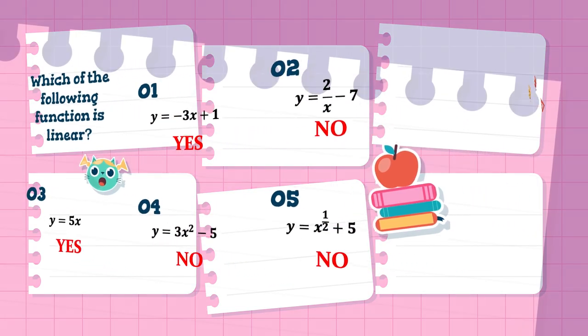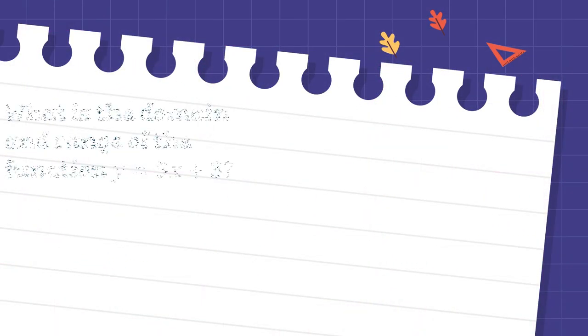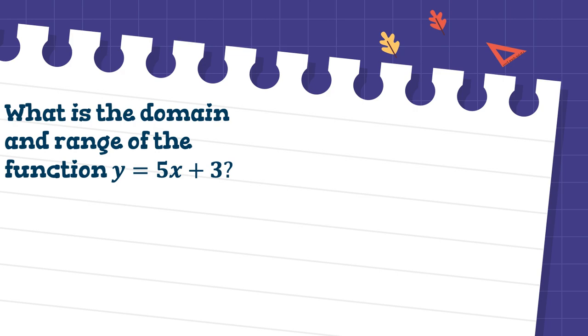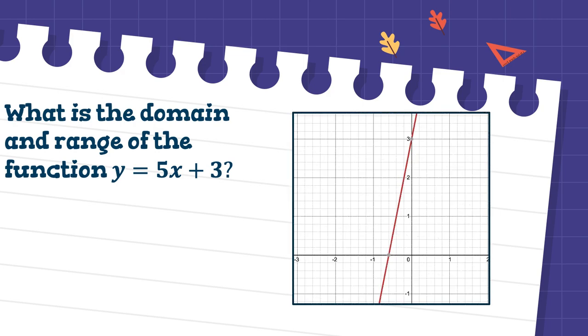Okay, next, let's go now to the domain and range of the linear function. When we say domain, that is the set of all the x coordinates, and when we say range, that is the set of all the y coordinates. As we graph the linear function y = 5x + 3, it is a straight line, and it will extend in both directions.